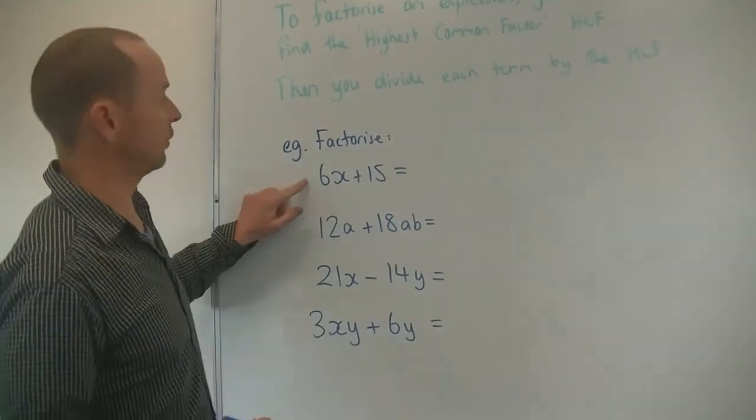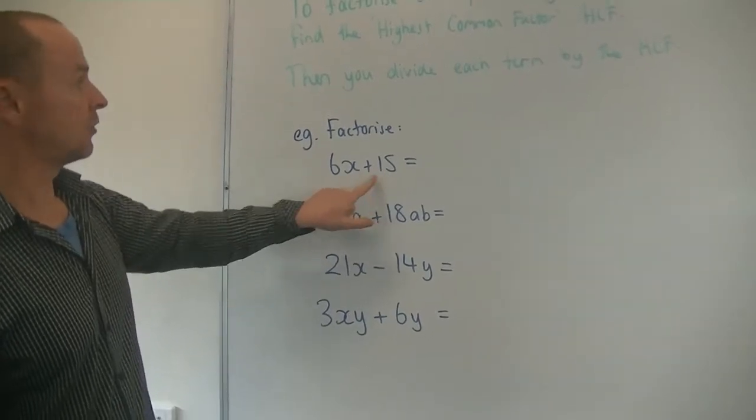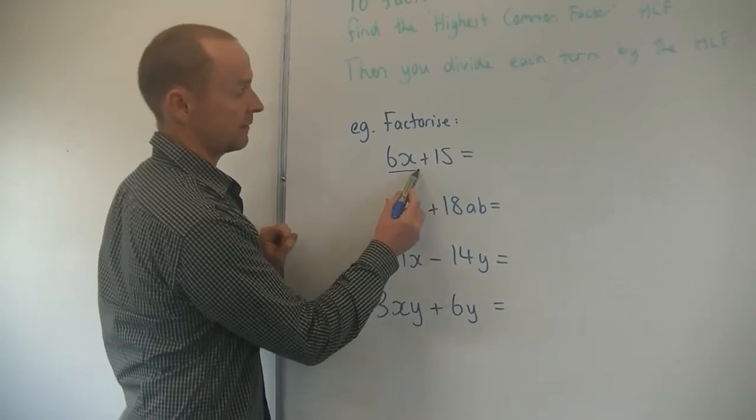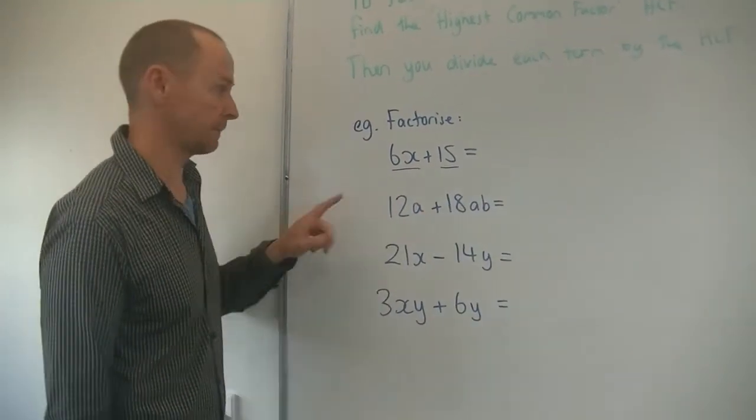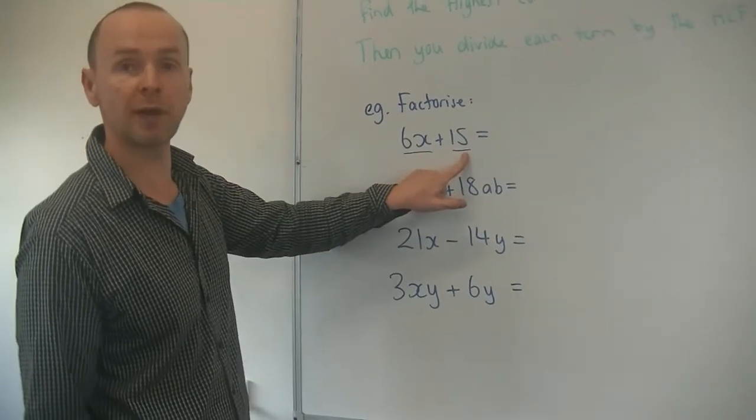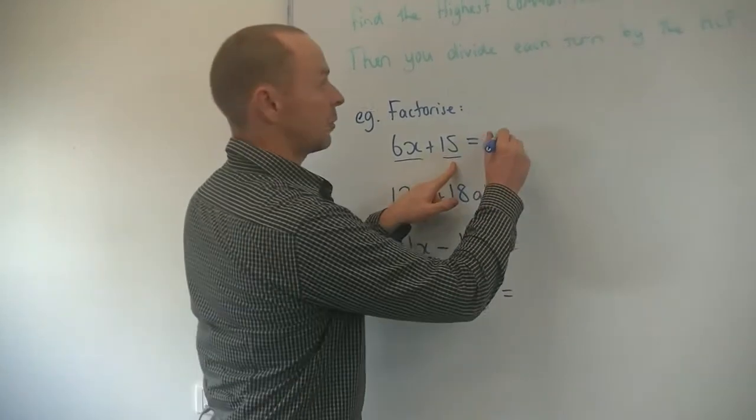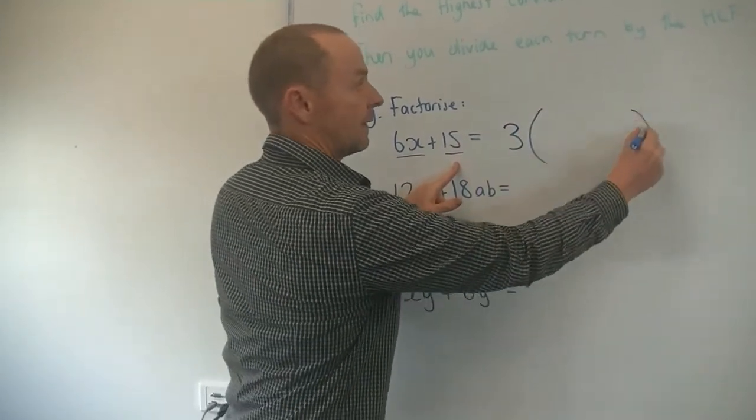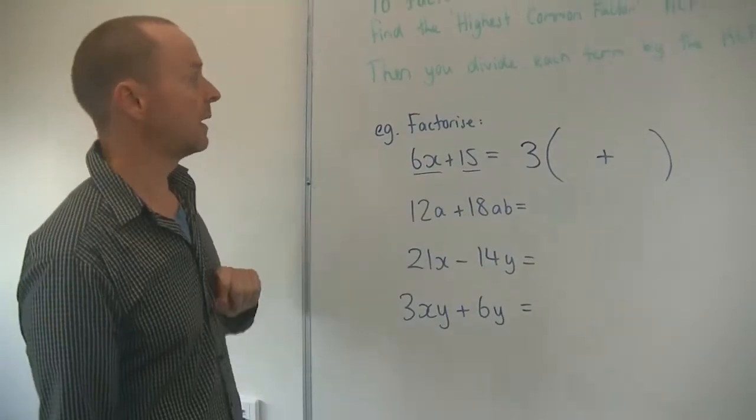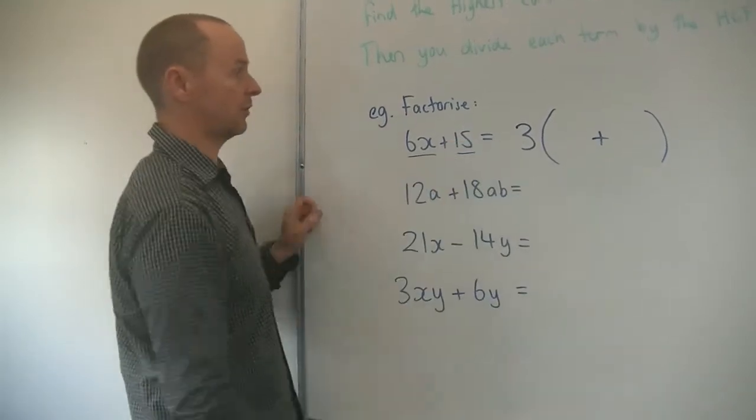So let's have a look at this, we'll get straight into it. Factorise 6x plus 15. So you need to find the highest common factor. What's a factor that goes into 6x and also goes into 15? There's no letters that are the same, but 6 and 15, I know 3 goes into both of them. So 3 is my highest common factor. So what I do is I put 3 out the front, and then I put brackets there. And I know it's a plus, so I can fill that in straight away. Now what I have to do is divide each of these terms by the highest common factor, which is 3.